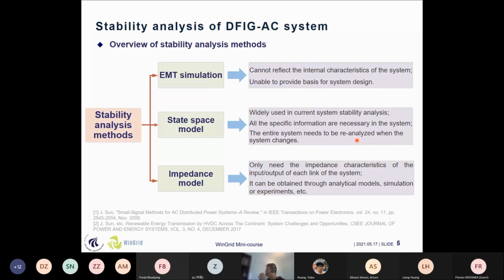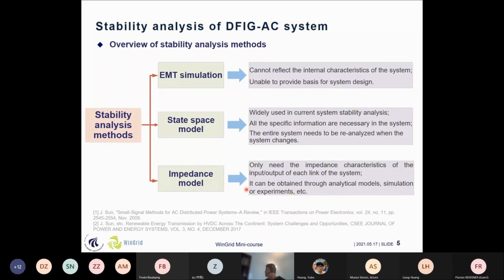And then these days it's very popular to use the impedance model. The advantage of the impedance model is that it only needs the impedance characteristic of the input and output of each link, like a black box model. You don't need to know the details of the parameters of each part. You can get the impedance of the model by analytical models, or sometimes you can use simulation or experimental results.